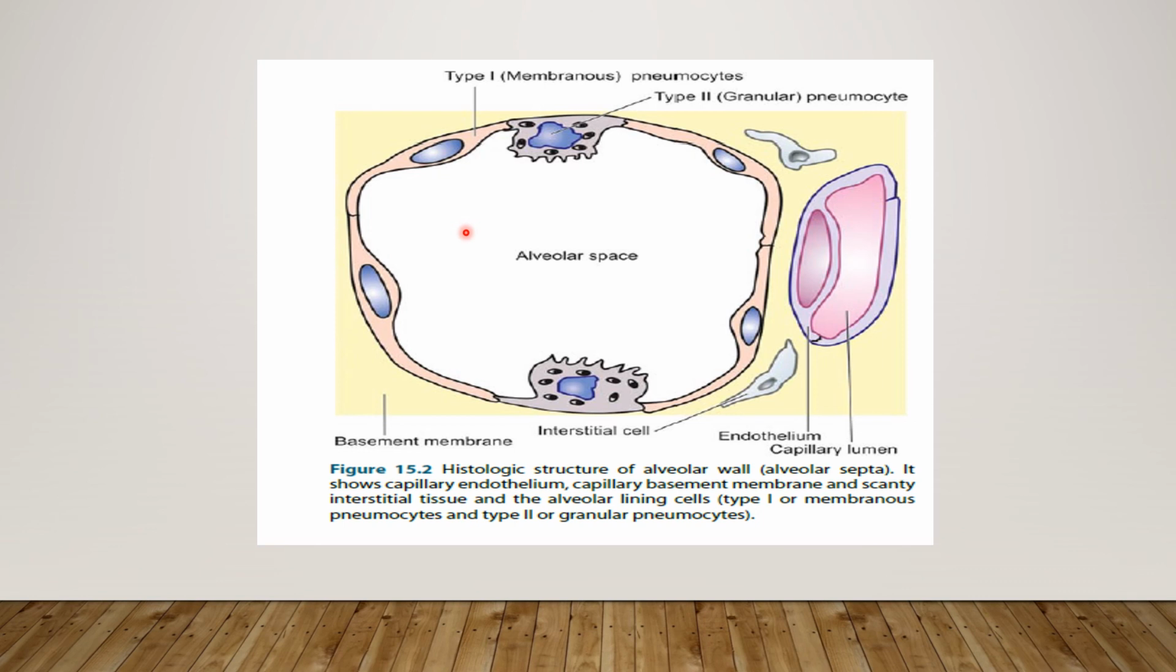Another figure showing the same things. So this is the alveolar space. Type 1 pneumocyte, type 2 pneumocytes. Then this is the interstitium. This is the capillary, endothelium of the capillary, and this is the lumen. And these are interstitial cells. And this is the basement membrane.